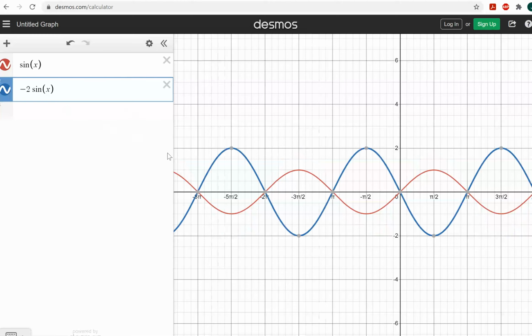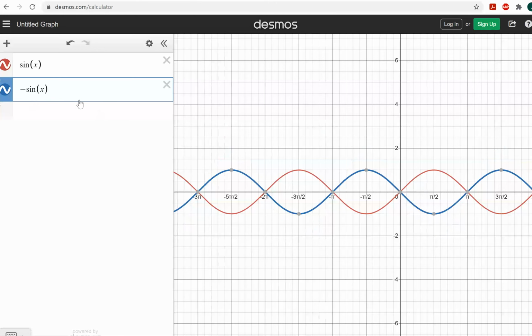If I put in a negative value, we still have this stretch of 2. We can see these maximum values are still ending at 2, and minimum values are still at negative 2. So our amplitude is still just 2, and our amplitude's always going to be positive. What the negative did was a reflection over the x-axis. So if I just take out that 2 there, we can see 0, 0 stays the same, but where I was at pi over 2, 1, now we're at pi over 2, negative 1. So anything on the x-axis stays put, but all of our y values where they were positive are now negative, and where they were negative are now positive.